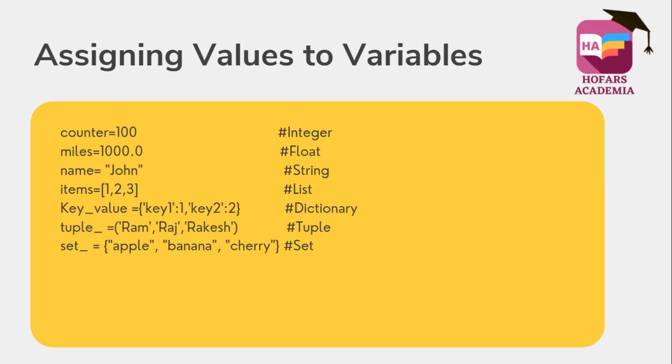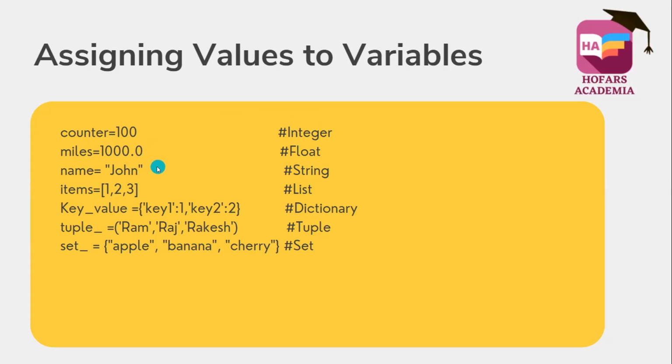So this is an example of how you can assign variables of different data types. The first one, as you can see, on the left side of the equal to sign, counter is my variable name. On the right hand side is the data I'm going to store in counter, and it has the data type integer. As you can see, 100 is an integer number, so its data type is integer. The second variable is miles, and I have stored 1000.0 in it. The difference between integer and float is that the float has the precision of 0.0.